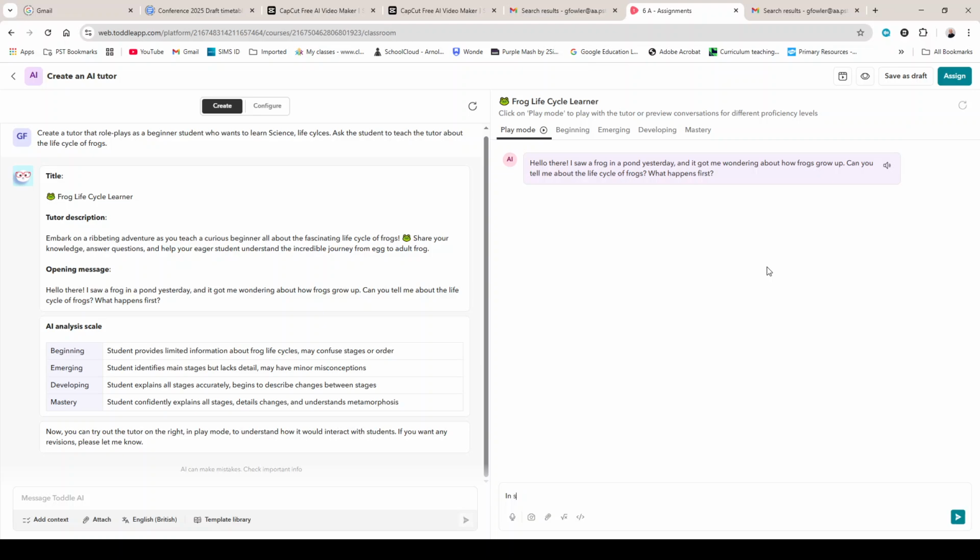Okay, so in spring, frogs return to their ponds and lay eggs. They lay lots of eggs called frog spawn. Frog spawn. Okay, let's see what it thinks of that.